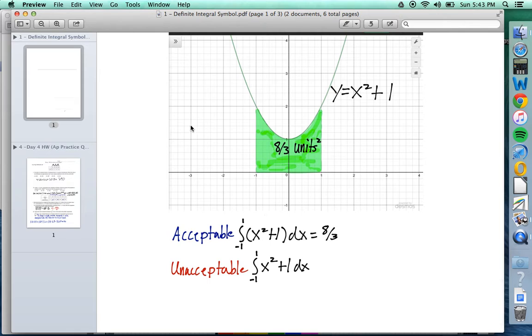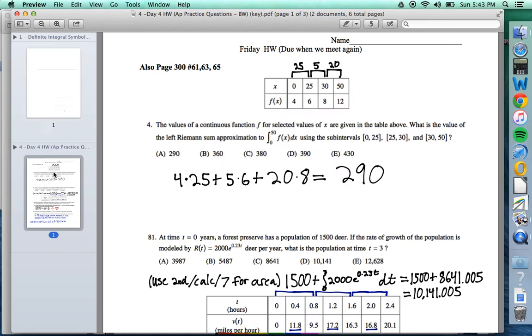Okay, we're going to briefly jump into the homework, and then we're going to jump back out to look at our very first thing we did last Tuesday when we got back from break. So homework due Friday when we meet again. The very first problem asked you to do a left Riemann sum using a table. And it was for the most part exactly what we've been doing in class. The row for x was the width of our rectangles, and the row for f of x was the height for our rectangles.